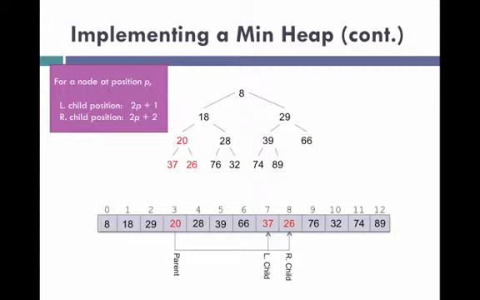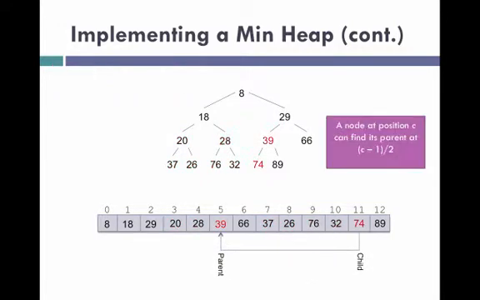So here's 20 and its children, 37 and 26, and so forth. Now a node at position C can find its parent at (C - 1) / 2.